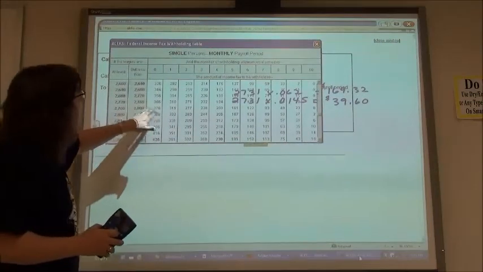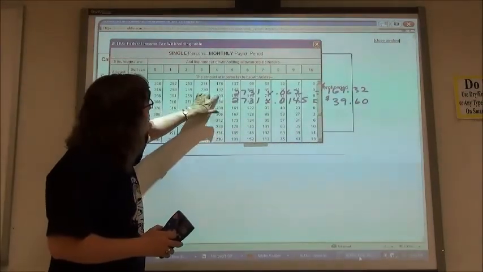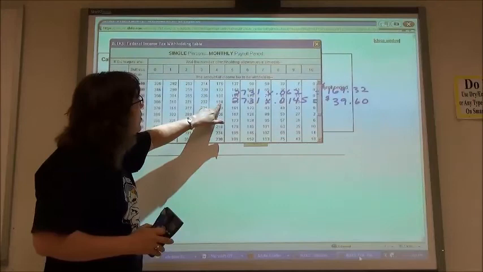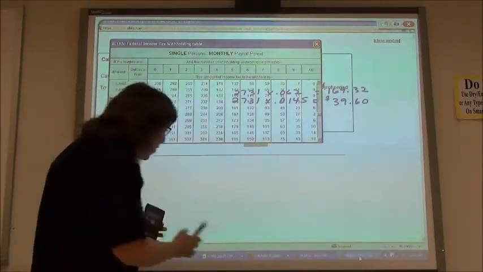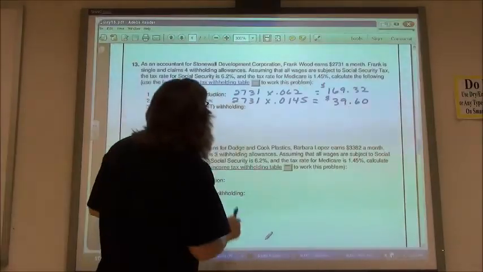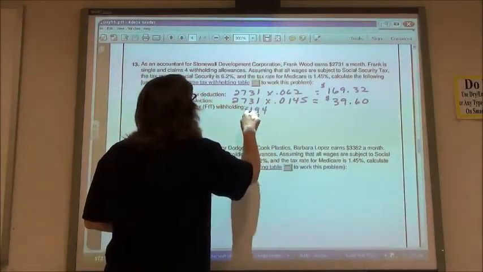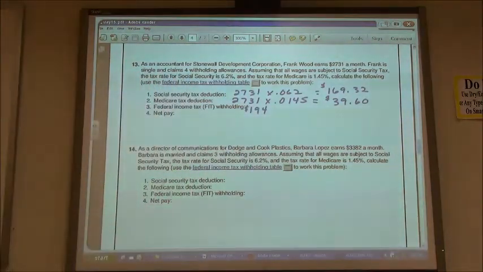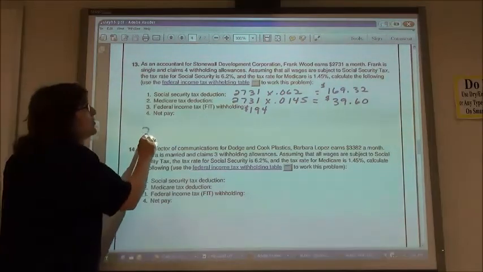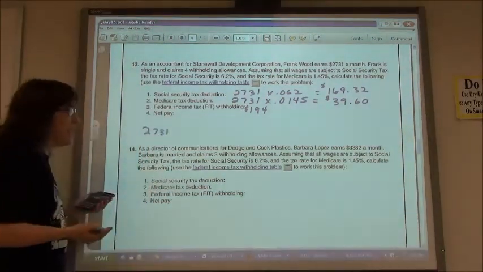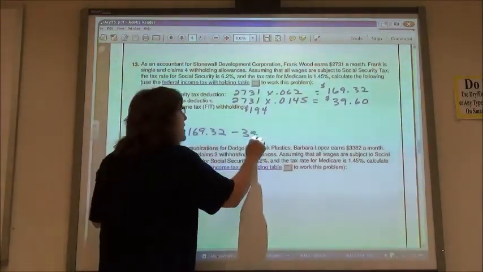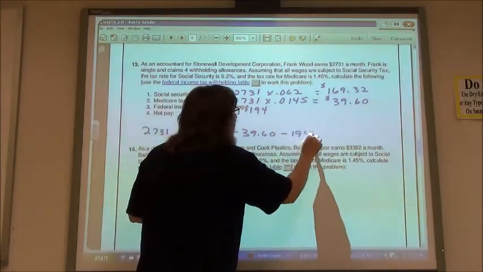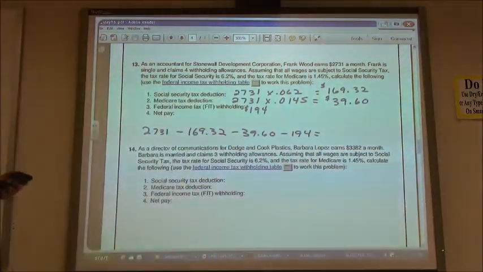$2,741 would be here for exemptions. So right here on my table, it says $194. Cross from that amount, down from the number withholdings, $194. So if I go back over here to day 16, $194, it conveniently left my number so I didn't have to rewrite everything. So to find my net pay, I'm going to take my $2,731 earnings, subtract my $169.32, subtract my $39.60, and subtract my $194 to end up with my net pay.